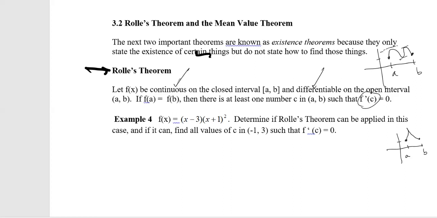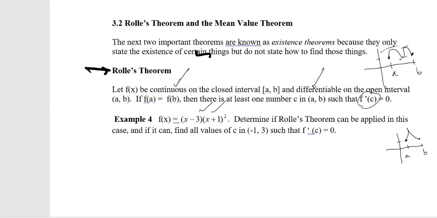So let's see, let's do an example here. The hypotheses of Rolle's theorem can be applied in this case, and then we find the values such that f prime of c equals 0. So, well, we have a continuous function. Is it differentiable? Yes. Polynomials are continuous and differentiable. So those two conditions are met.